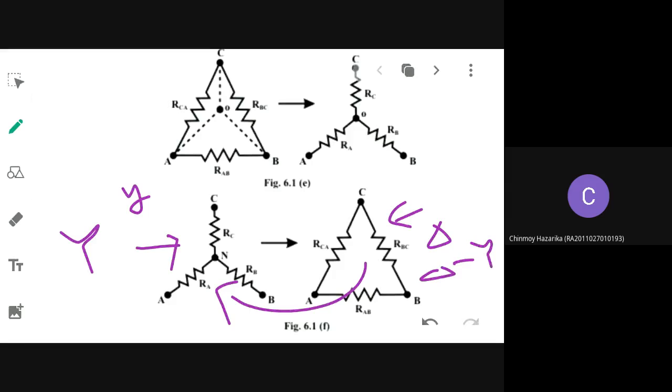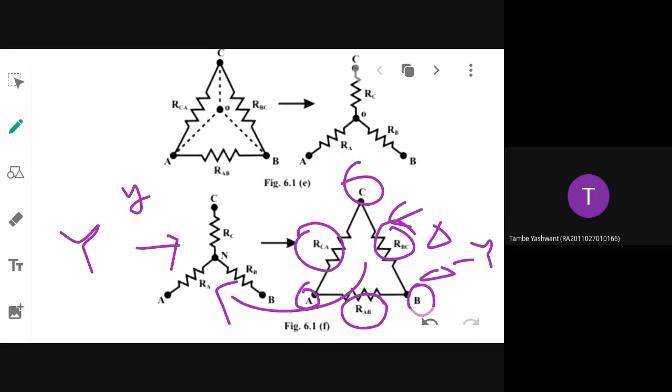The known values in this case are what? They have considered three phases again, A phase, B phase, C phase. And what are the resistances that are known to you? For delta, RAB is known to you, RCA is known to you, RBC is known to you. They are given. And from these you need to find RC, RA, RB. These are the unknown factors that you want to find out.